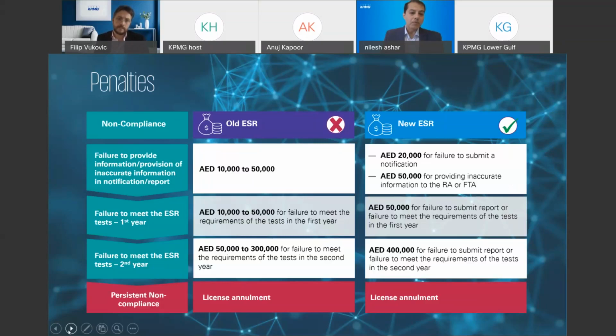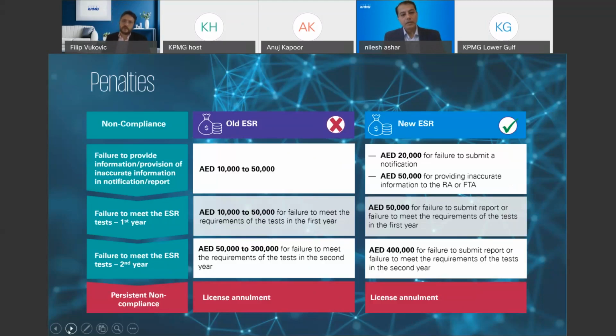And I think the important point to note is that for the penalties, the FTA will now have up to 6 years from the end of the relevant financial year to levy a penalty, unless it's in the context of failure to provide information, where there is a 12-month gap. But really, you therefore need to be prepared to demonstrate substance, documentation, etc., for a period of 6 years in order to mitigate any risk of penalty from the FTA in the event of an audit.